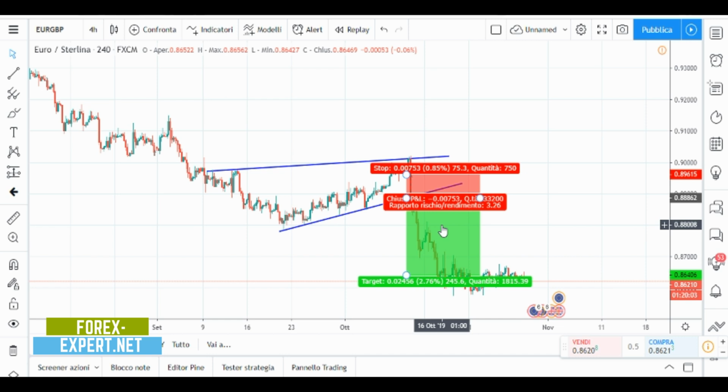You shouldn't trade with a risk-reward ratio of 1:1, but you should select ratios above 1:1. In fact, in this case, for example, I got a 3.26. It means that if I invest 100, I gain 326. If I invest 1000, I get 3260.